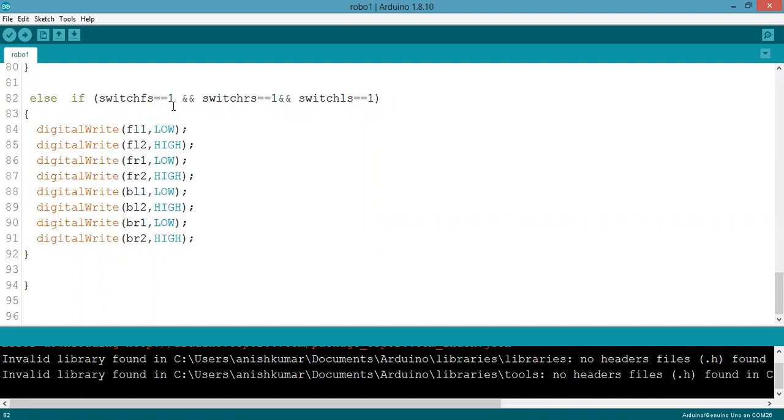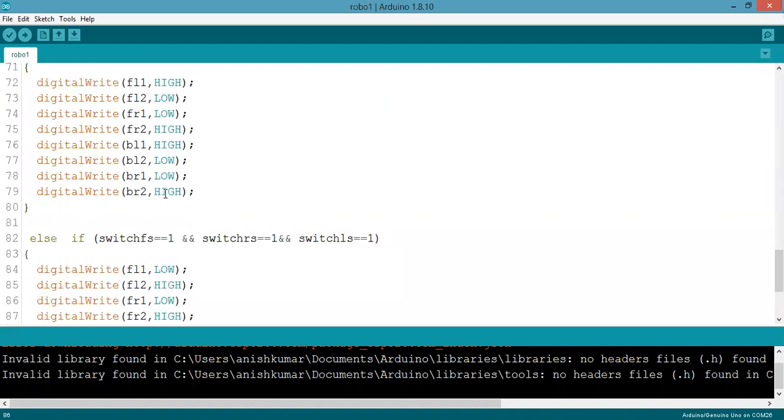Here 1 means obstacle is there. So front side obstacle is there, right side obstacle is there, left side obstacle is there. So what you write is low, high, low, high, low, high. The motor polarity changes, so automatically the motor will rotate in the anti-clockwise direction.